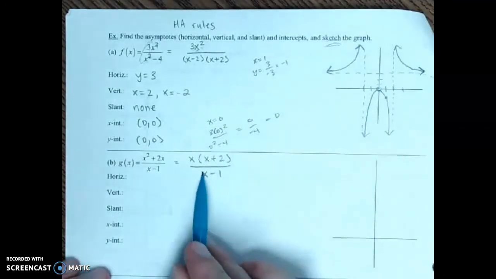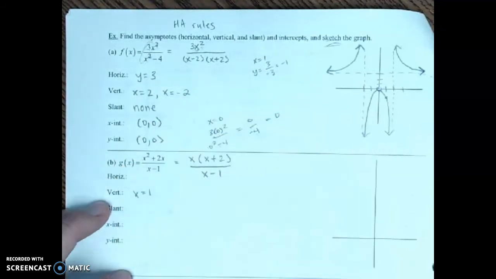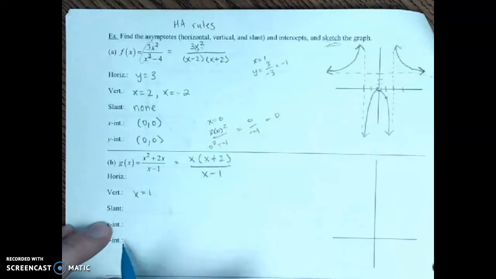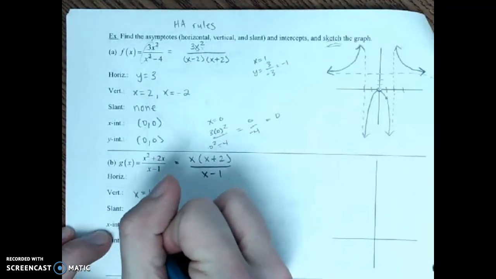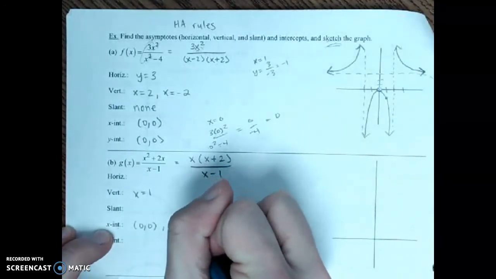This factor tells me a vertical asymptote at x equals 1. These two factors are going to tell me my x-intercepts. You're going to have one at 0. If you want to write x equals 0, and if you want to write x equals negative 2, that's fine. I just kind of like writing them as coordinate points.